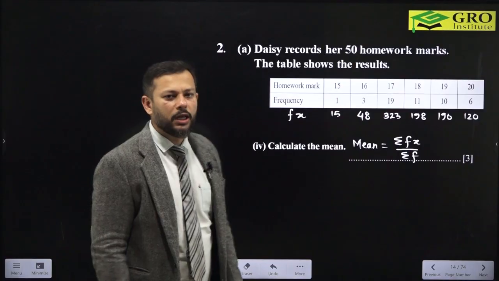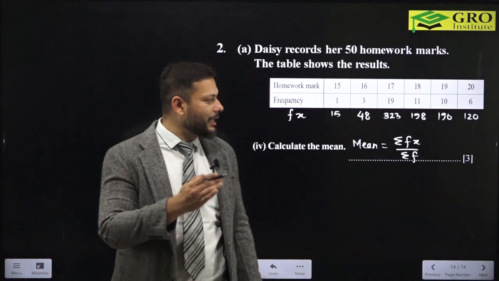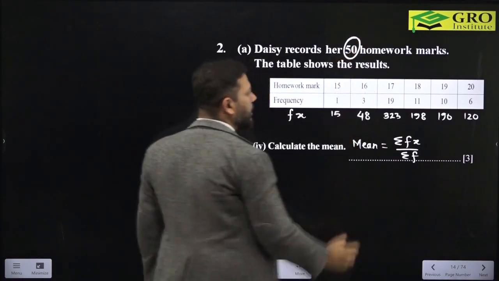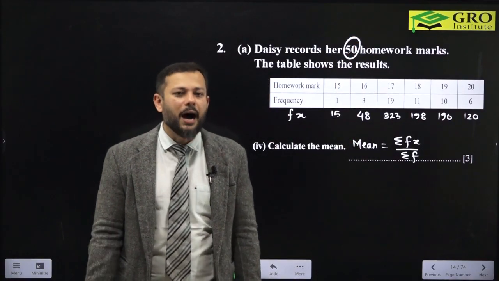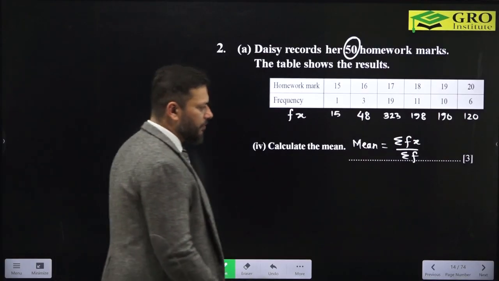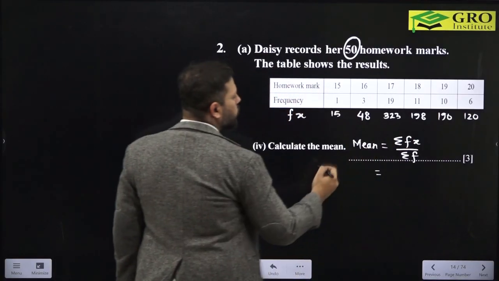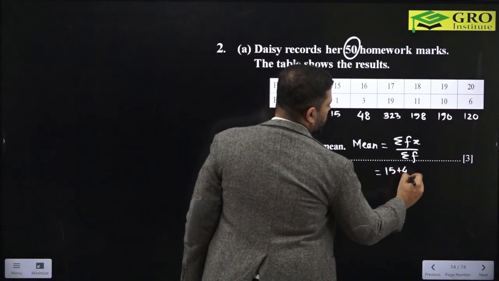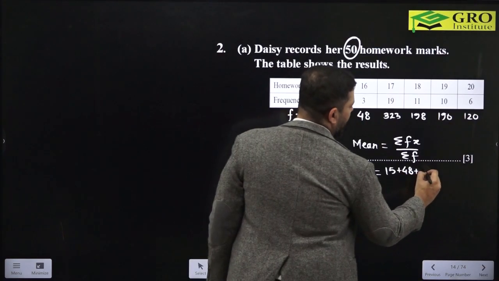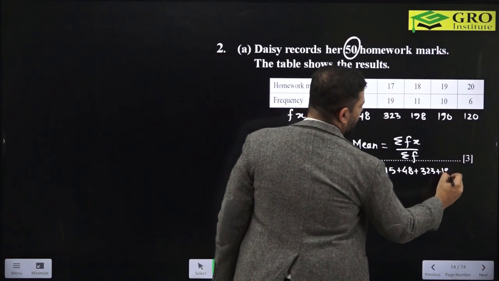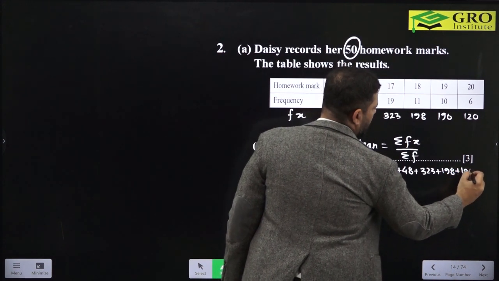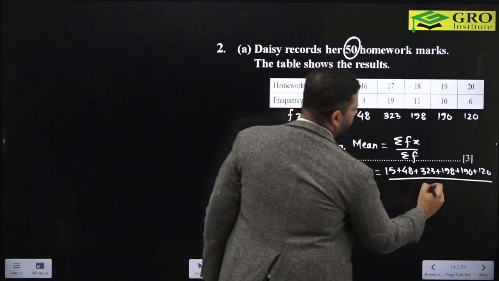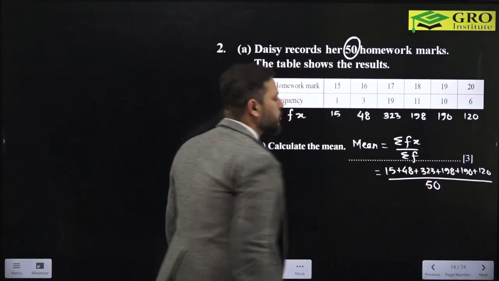Summation of f means what? Summation of f is simply the addition of all the frequencies, and we know already it is going to be 50, right? 50 is the total homework marks. So summation of f will definitely be 50. Let us now add. Summation of fx will be, adding all these fx: 15 plus 48 plus 323 plus 198 plus 190 plus 120, divided by summation of f, that is the total frequency, that is going to be 50.